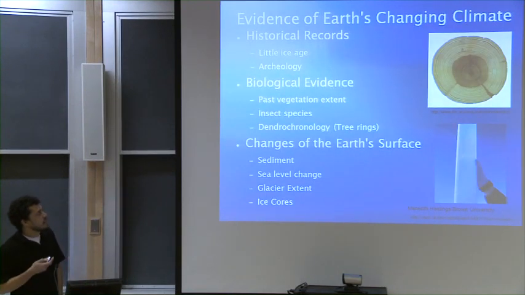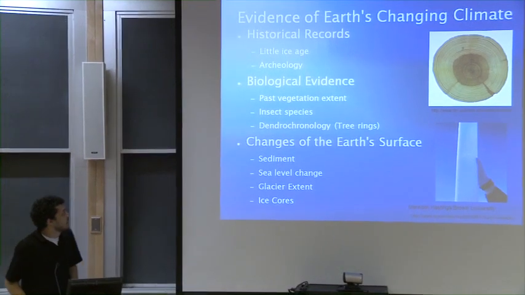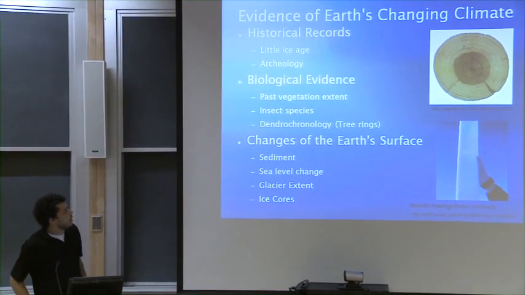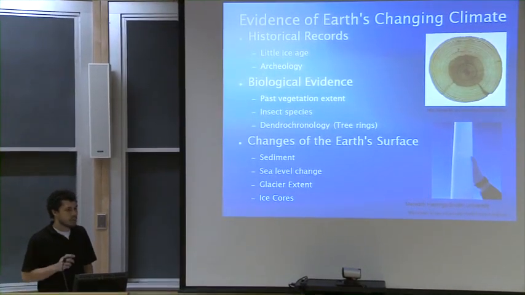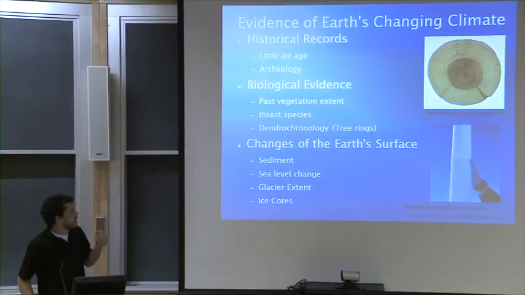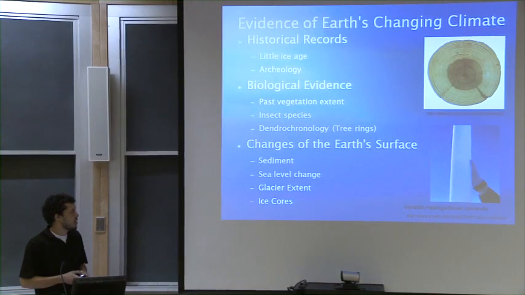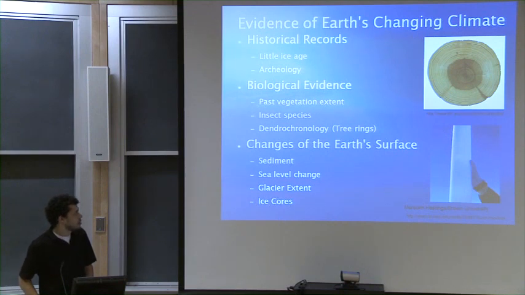So first, our evidence comes from a lot of sources, like I said. First, we have historical records. The Little Ice Age just ended. It was actually a course of different cooling events, and the last one was in the mid-19th century. We have archaeological records of settlements that were supported by means that aren't possible today. We also have biological evidence, past extent of vegetation and insect species. And of course, dendrochronology. If you study tree rings, that's actually a very important source of information about past climates.